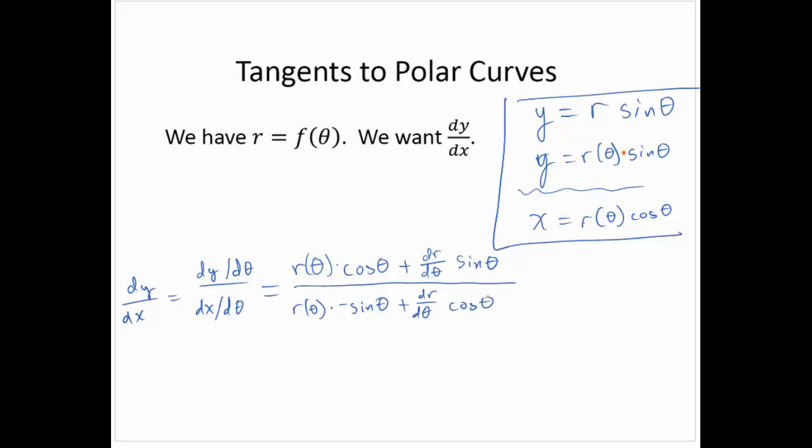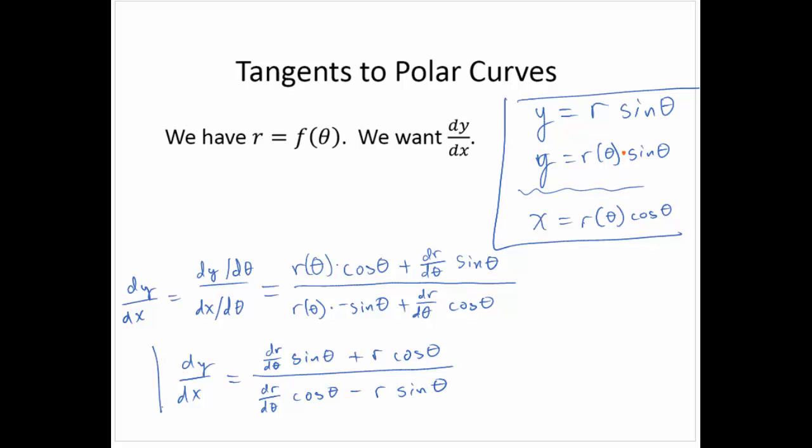Now, often, just to make it look a little bit nicer, we will see this presented a little bit differently. So dy/dx, I will write as dr/d theta sine theta plus r cosine theta over dr/d theta cosine theta minus r sine theta. But that's just from the chain rule and from the product rule for derivatives.